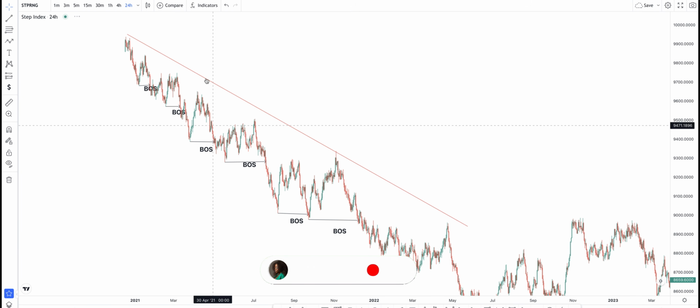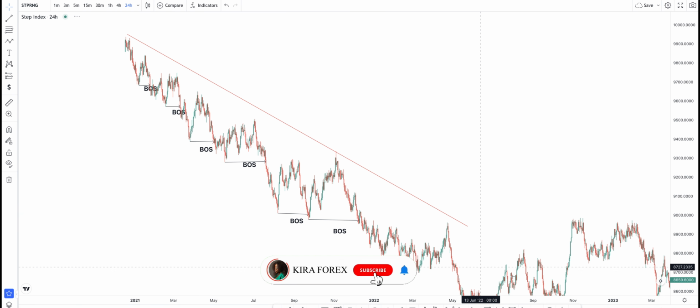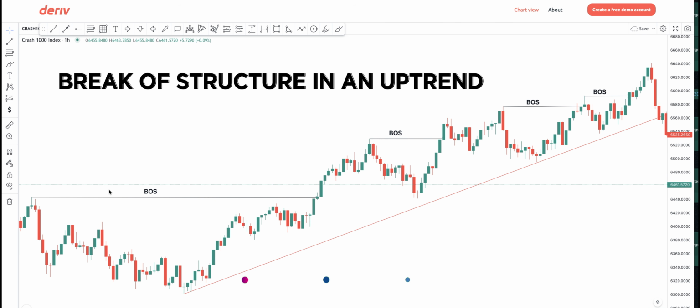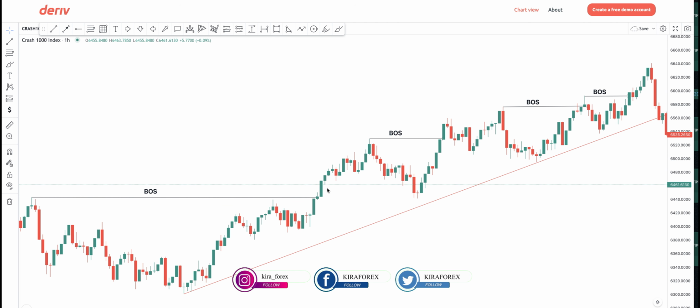Now let's move to an uptrend and look for a valid break of structure. When we are done, we will now come to invalid break of structure. Now this is an example of a break of structure in an uptrend. So you can see that this is our previous high and price has broken. This candle has broken above with a body. You can see it has broken above with a body and closed above the previous high. So this is our valid break of structure.